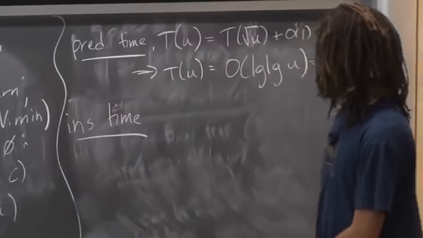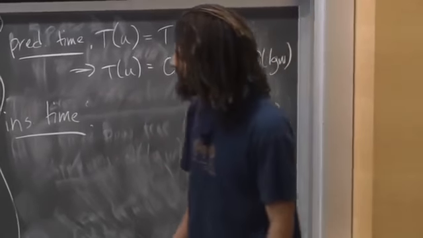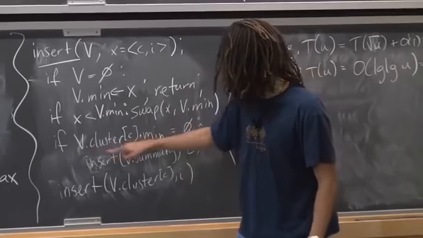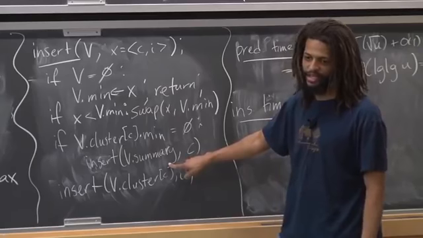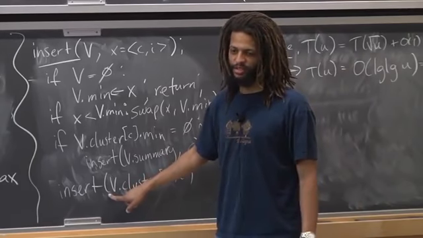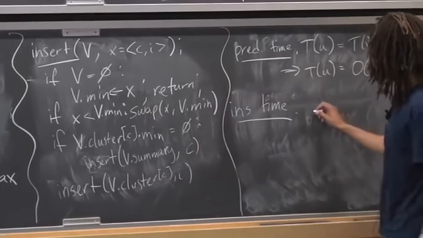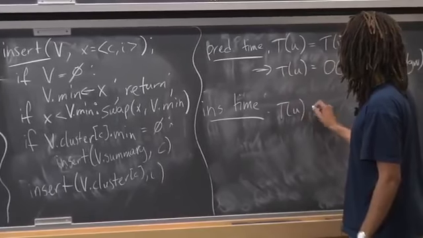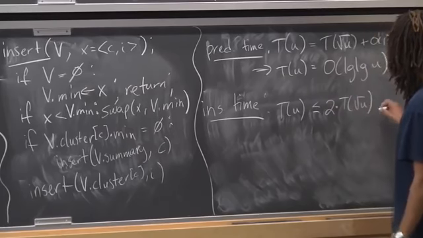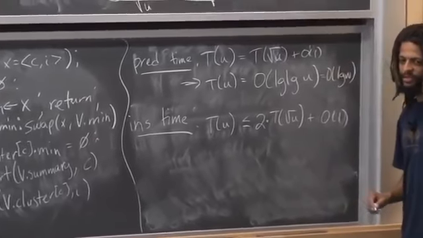Okay. So how about insertion time? It looks a little worrisome, right? Because this if doesn't necessarily return after the if. So if v.cluster.min is empty, you insert it into the summary, and then you again do another insertion. So it looks like T(u) is at most 2 times T(root u) plus O(1), right?